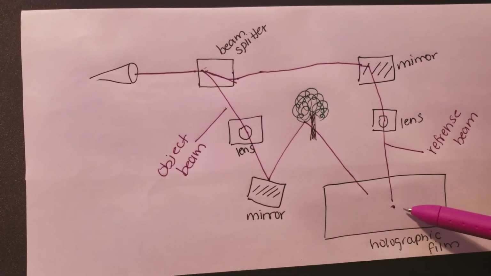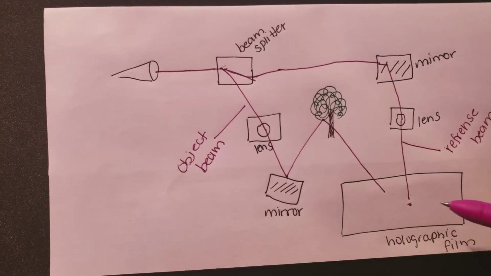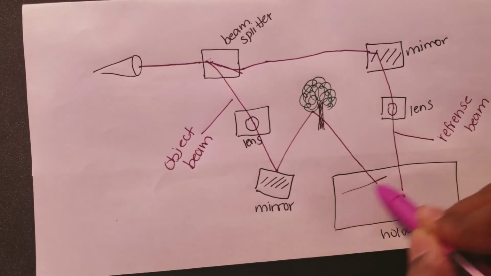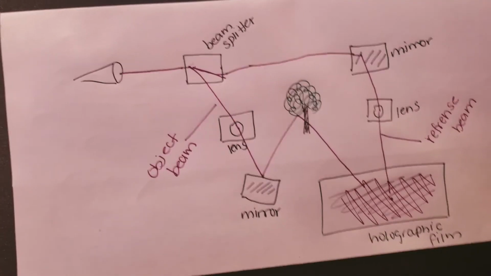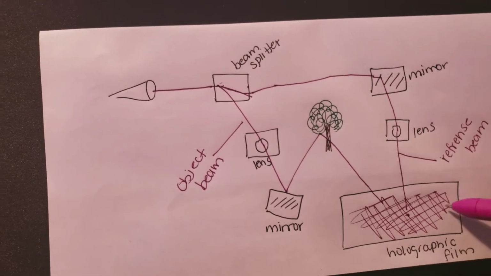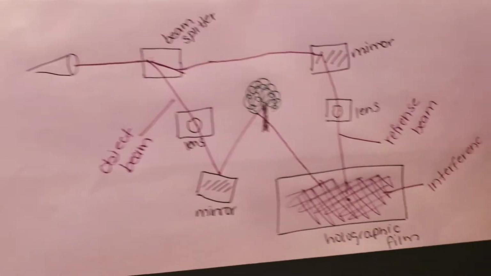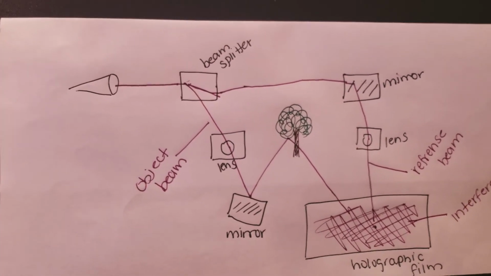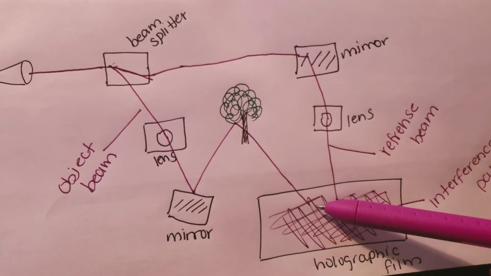Now, once they both hit the holographic film, initially the light from both of these beams is going to create a funky pattern. If you look at it very closely, it looks like a checkered mess. They call this the interference pattern. This interference pattern is made from the light that is coming from these two beams.